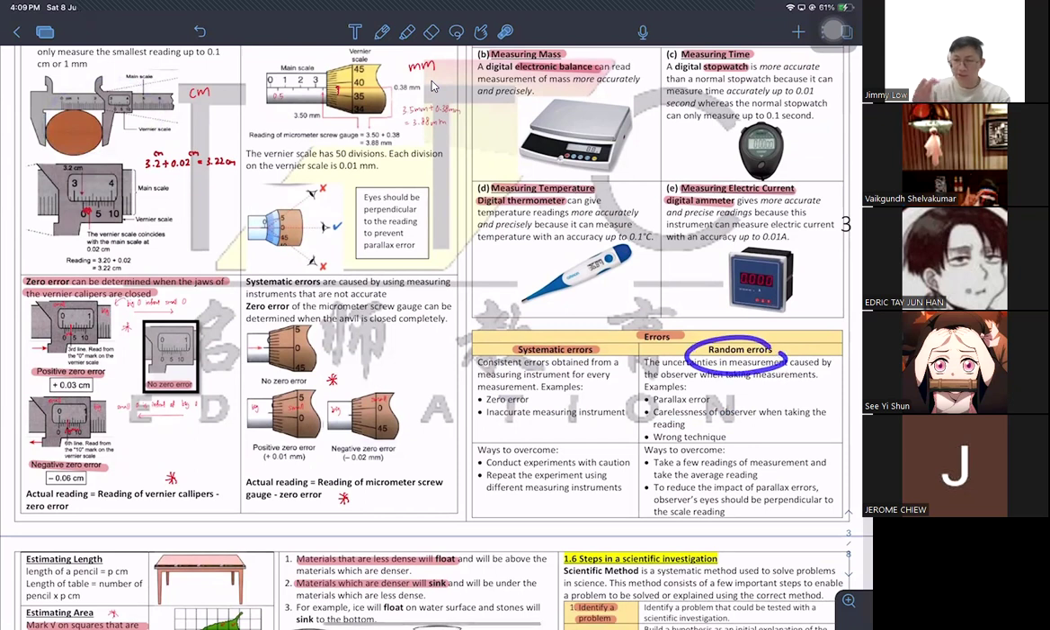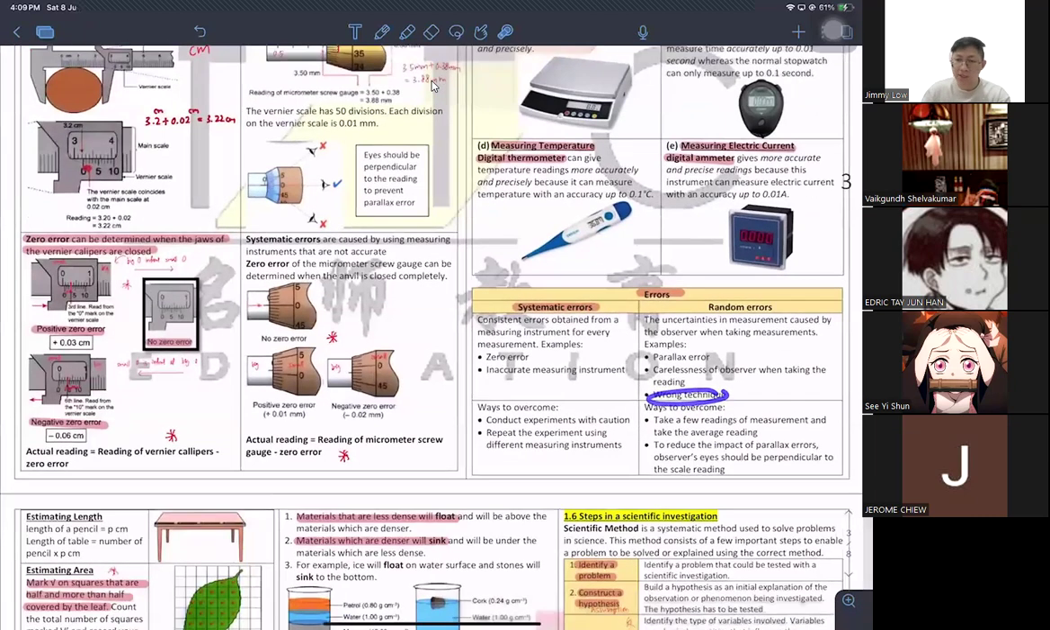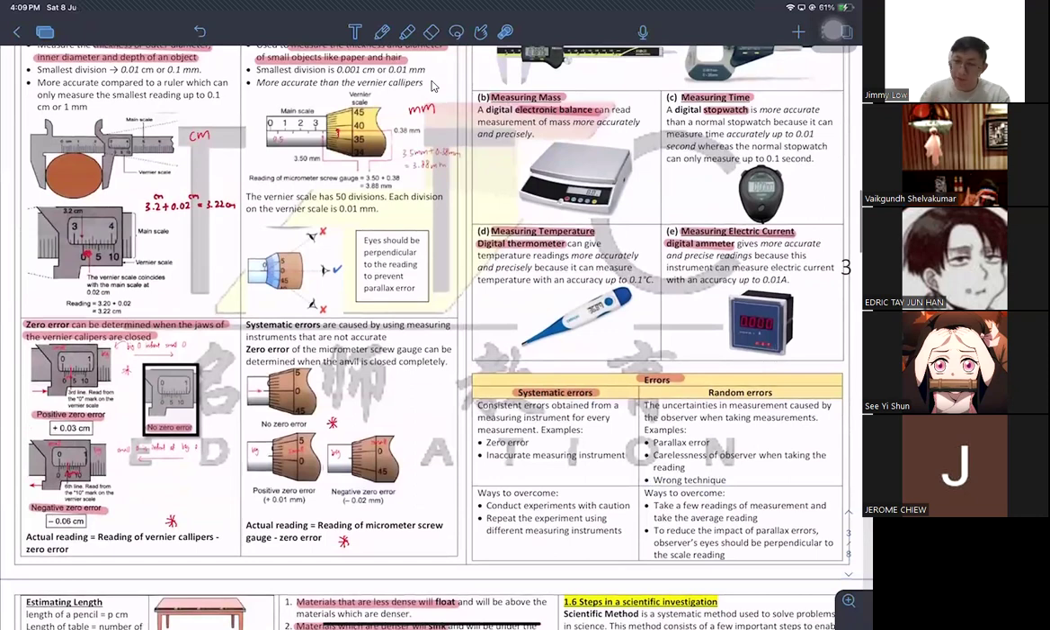For random error, this is not systematic error already. This is your error. You are the one who has the issue. So parallax error is because of your mistake, right? Your mistake, you are so careless. You're using the wrong technique. All these things are considered as so-called random error.